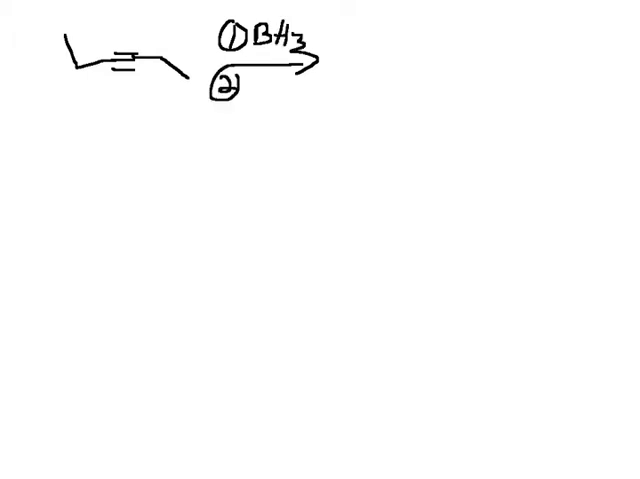All right, so let's look at if we have a symmetrical internal alkyne and we react it with BH3 and then OH minus. So the first step, we draw BH3 out.